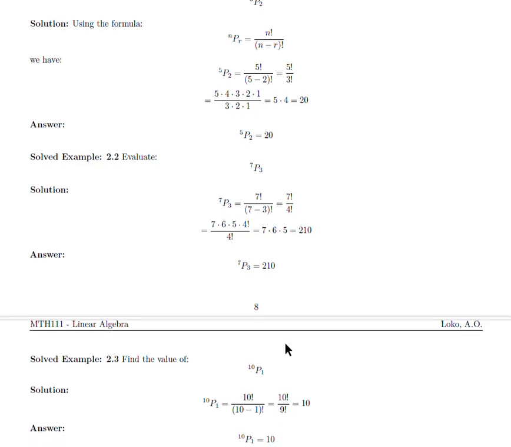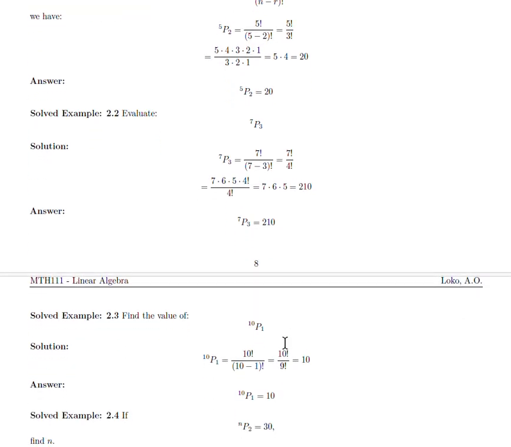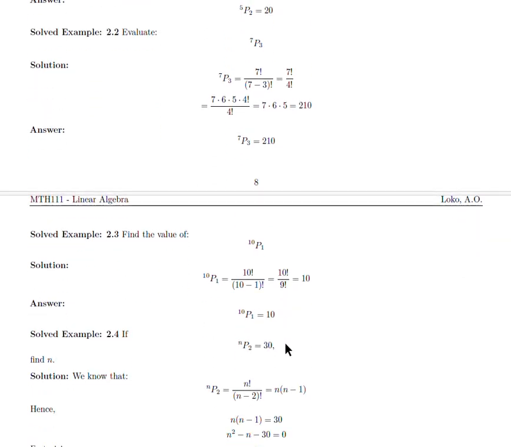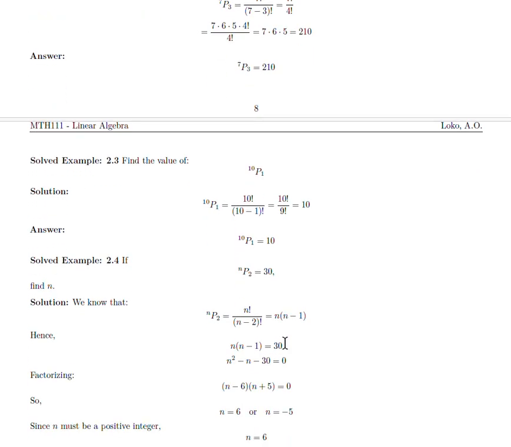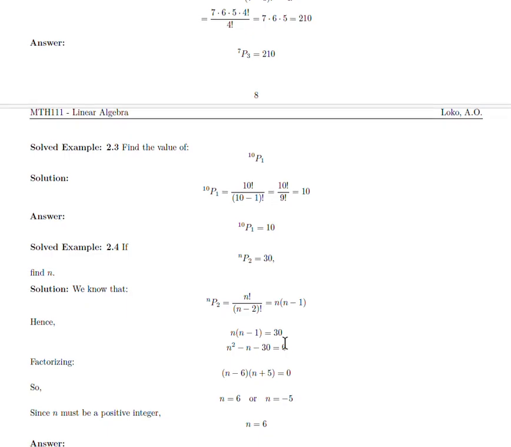I have a similar example with 7 permutation 3, which you can pause and check by yourself. It's the same thing. Another one, 10 permutation 1, the same procedure.